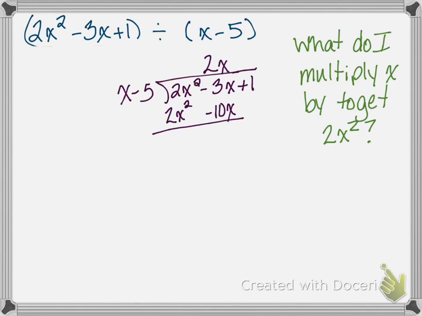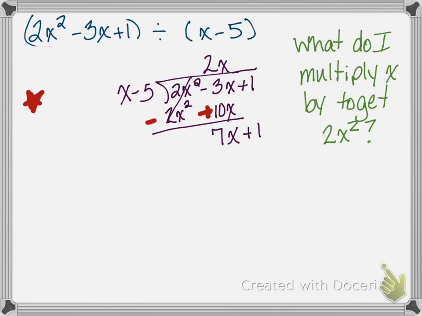Okay, and remember, here's our mistake alert. This is a place that we often make mistakes. We are subtracting. So when we subtract, we make both of those signs their opposite. Since my 10x was negative, I turned it into a positive. So now I'm left with negative 3x and positive 10x, so I get positive 7x. My 2x squared and my negative 2x squared cancel. So I'm left with 7x here, so I bring down my 1.